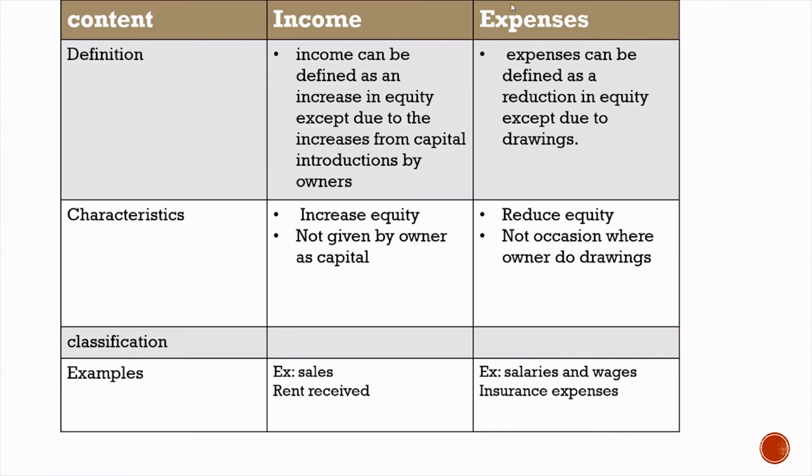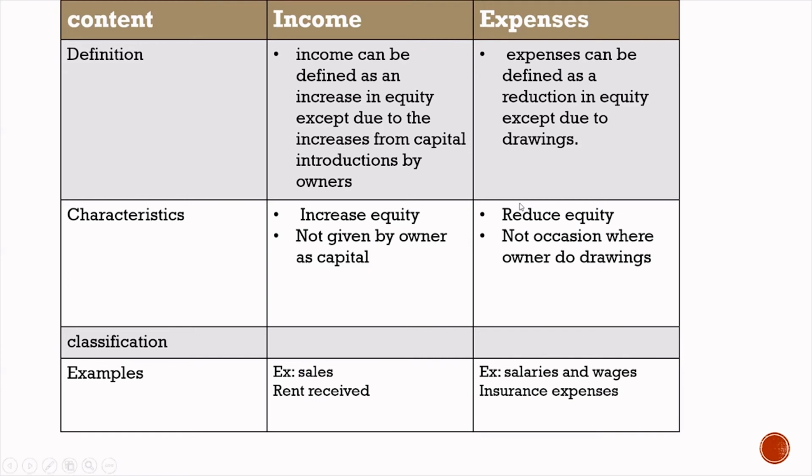If the owner is taking a sum of money out of the business, you cannot classify it under expense. It is not an expense. That time you have to deduct it from the equity saying that it is a drawing. So except a drawing, or except the owner taking money away from the business, all the other expenses, maybe it is rent, maybe it is paying salaries or wages, maybe it's an insurance expense, maybe buying refreshment, whatever the expense incurred will be reducing the equity other than the owner taking away what he has put to the business, right? So the characteristics are reducing equity and not occasions where owner do drawings.